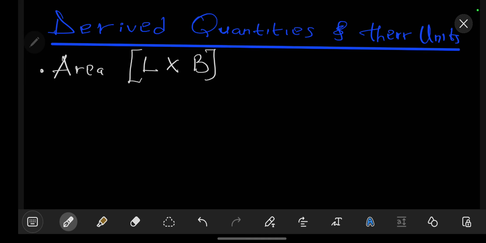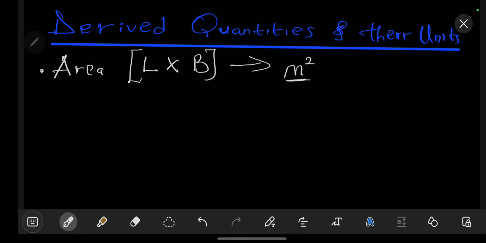And we're also going to be taking a look at the units. So not just the formula, but the units. So area has a unit of meter square. So it means that when you're solving for area, be it in mathematics or in physics, your unit should always be left in meter square.